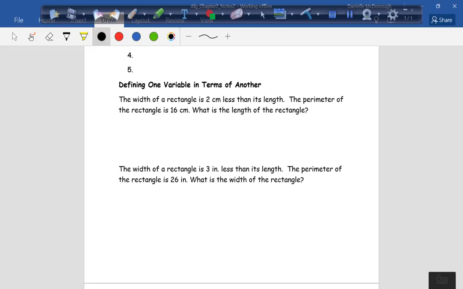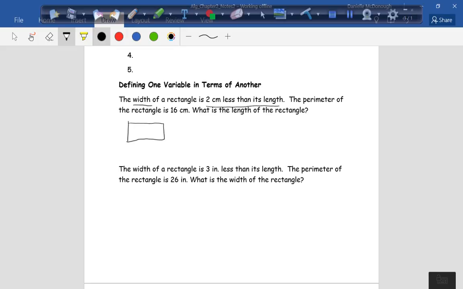And all this means is it says the width of a rectangle is 2 centimeters less than its length. The perimeter of the rectangle is 16 centimeters. What is the length of the rectangle? So if you think about this, I'll just draw a rectangle here for a second. Remember, the perimeter is the distance around the outside. And it's telling you that the width of the rectangle is 2 centimeters less than its length.